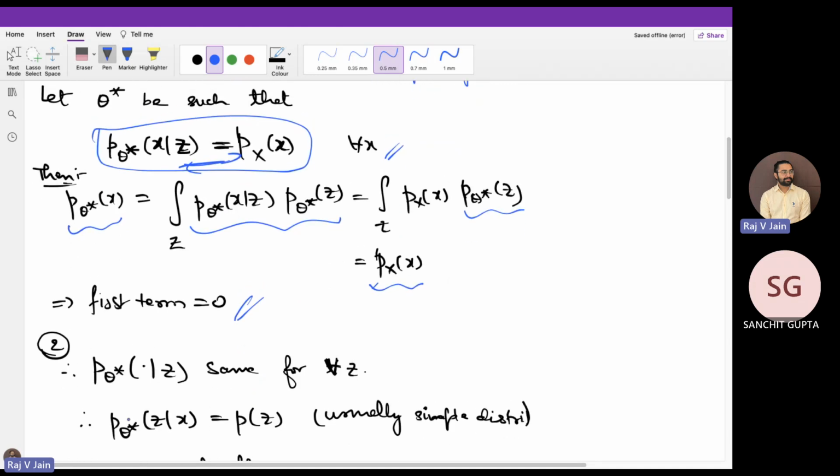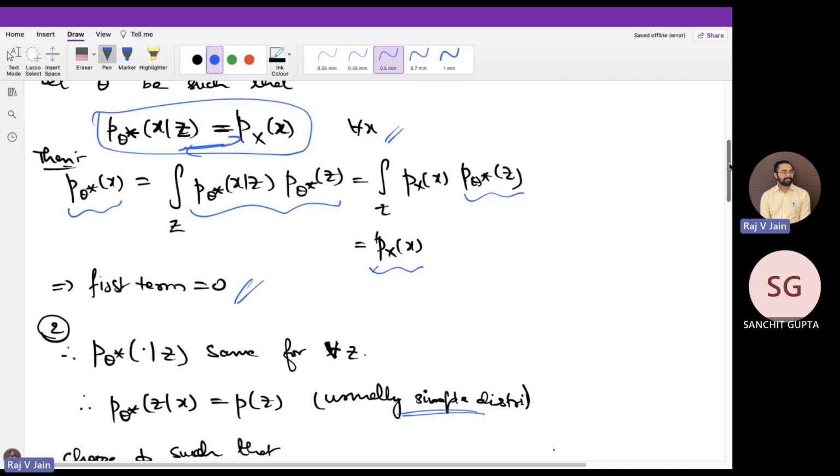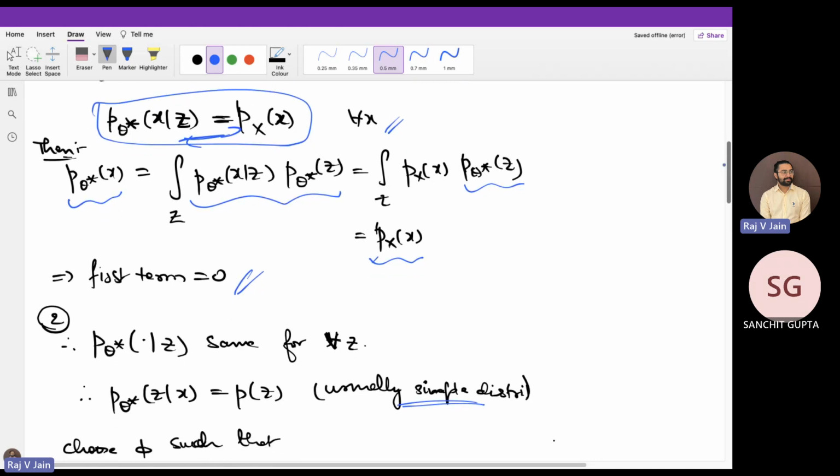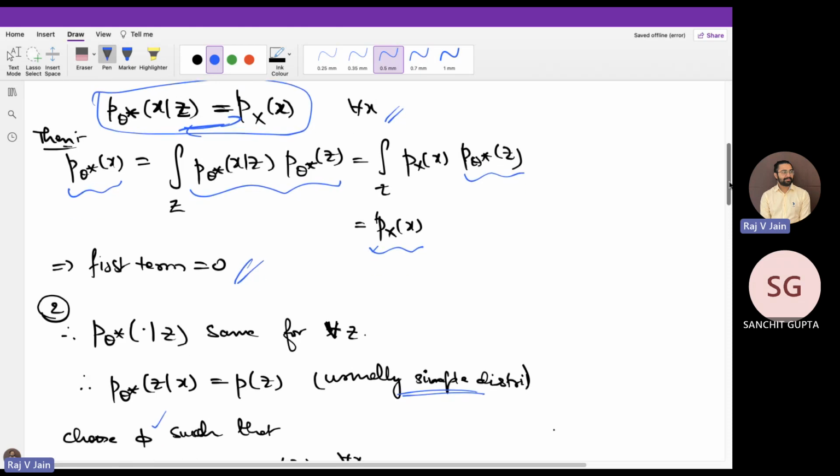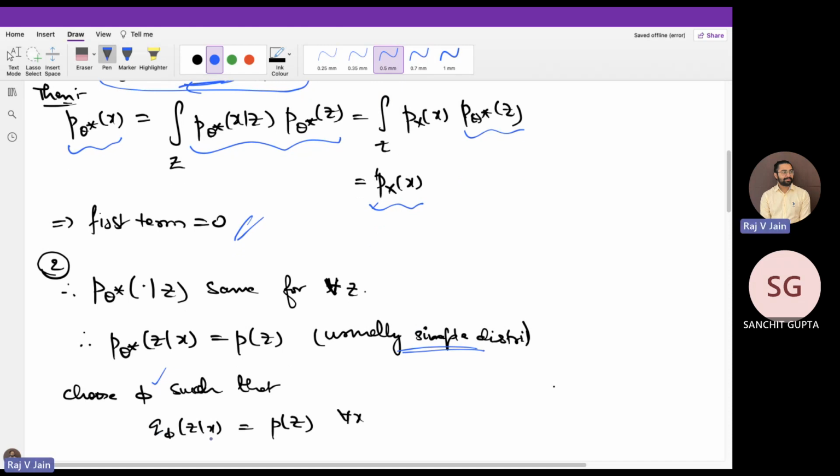Which means that p theta star of z given x is now equal to p of z, because x and z are independent, right? So it will be equal to p of z. And for p of z, we generally have a simple distribution like a Gaussian distribution or whatever. So now what I can do is choose some phi. Phi is basically our encoder parameters, such that for any x, it just gives me p of z.